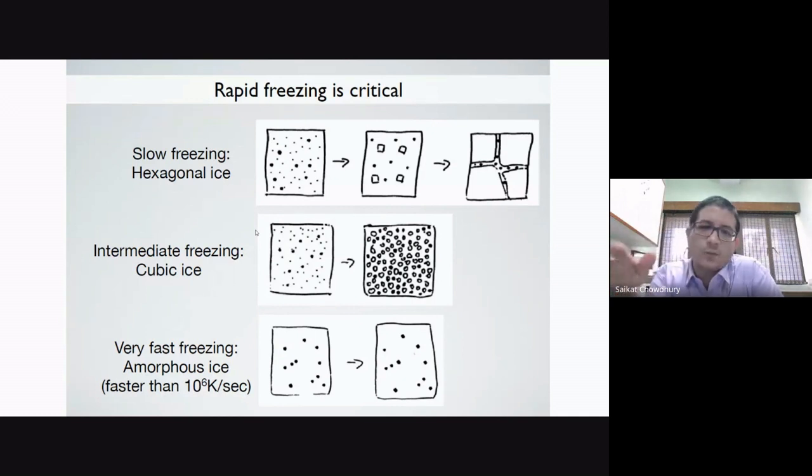If you freeze it somewhat faster, but not very rapidly, then you get cubic ice, which is in between crystalline and amorphous ice. But if you freeze it really fast, with extremely rapid freezing, then the water essentially doesn't form any kind of crystals. It forms a glassy layer, which is non-crystalline. That's why we call it amorphous ice, or glassy or vitreous ice.